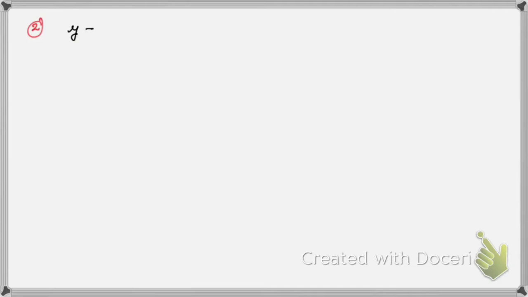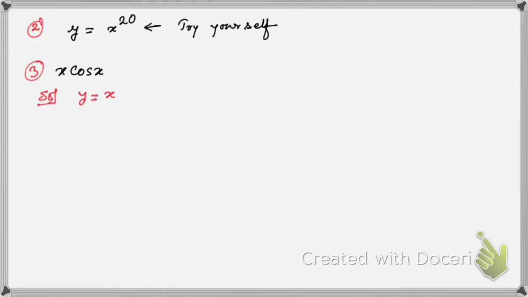Question number 2 is very simple, x to the power 20. It's very simple, so hope you can do this yourself, try it yourself. Let's move on to question number 3, x cos x. Let y be equal to x cos x. Considering x as u and cos x as v, apply the product rule.